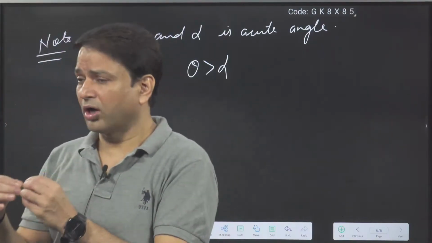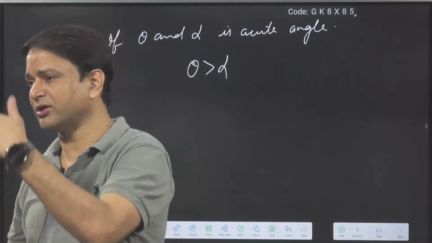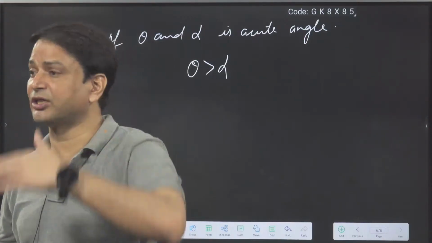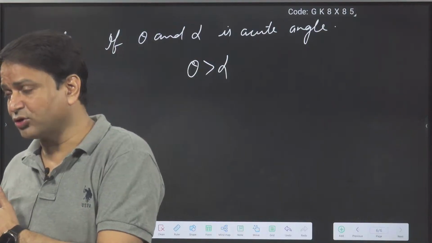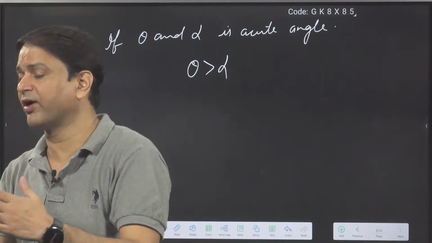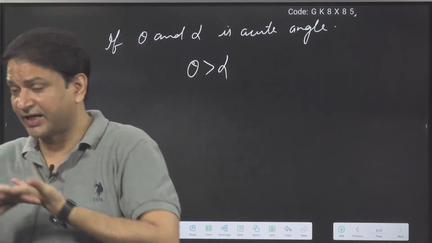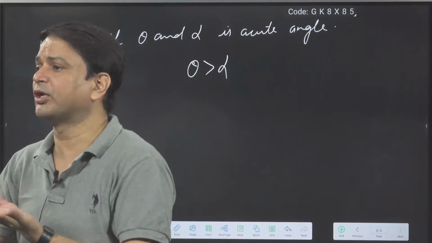Cos theta: cos 0 is 1, cos 30 is root 3 by 2, cos 60 is 1 by 2, cos 90 is 0. So you can see in the case of cos, when the angle is increasing, the value of cos theta is decreasing. The value of cos theta is decreasing. So cos theta is a decreasing function, meaning as the angle is more, the value is less.